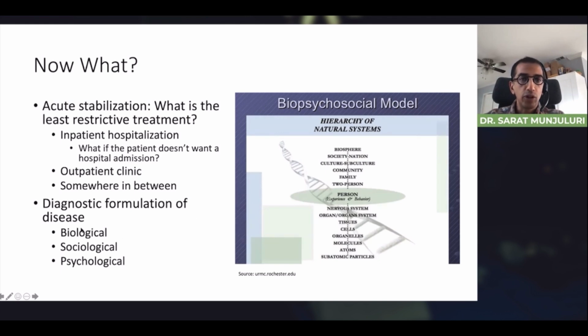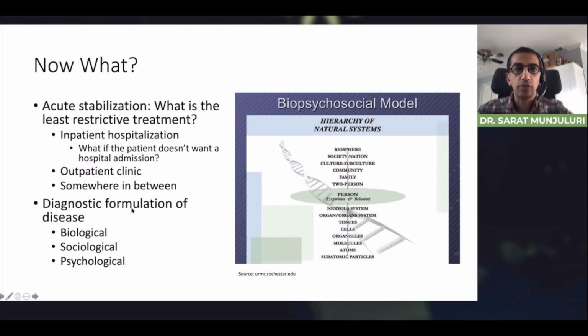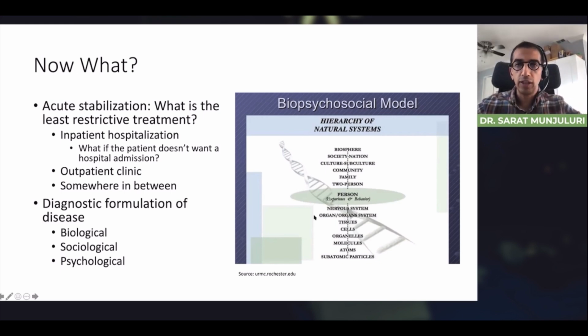I think when we talk about this biopsychosocial model, it's helpful to diagnose how we treat people. And what we think of is really the continuum of how a person interacts with their society.